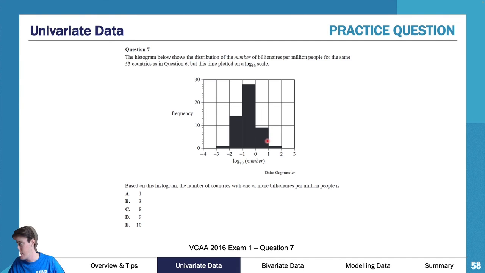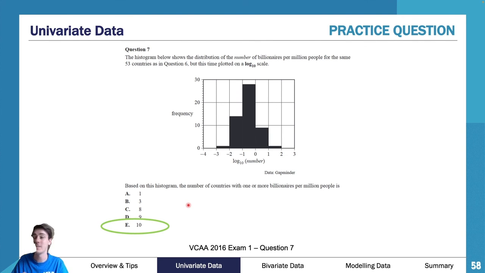And then I go here and I say, all right, there is one country here that has between 10 and 100 billionaires per million. So they could have 40 billionaires per million people. These countries here could have 5 billionaires per million people. What's really important is that these are the two you need to add together. You get an answer of 10.